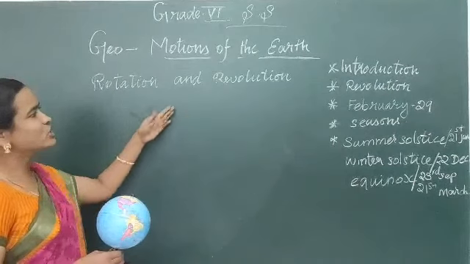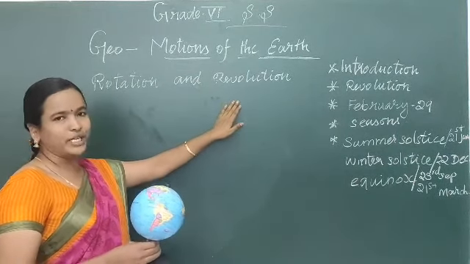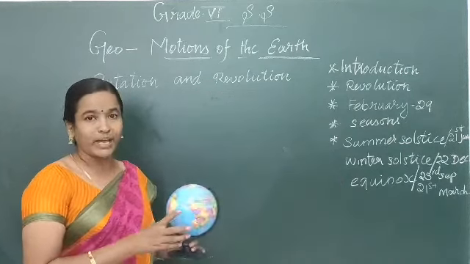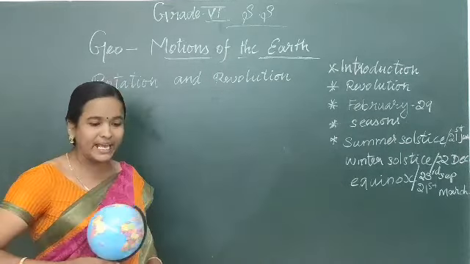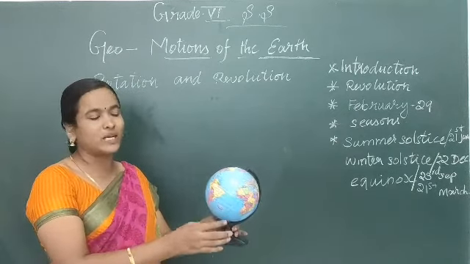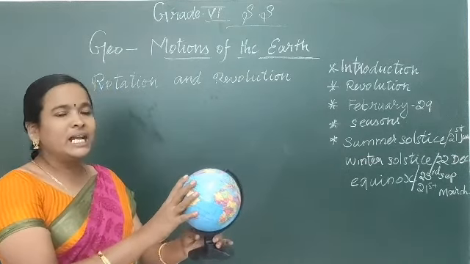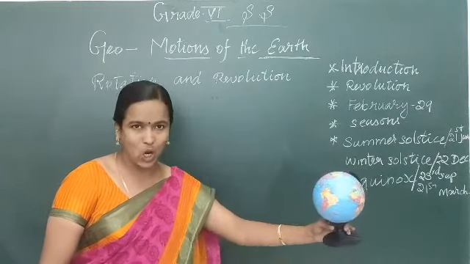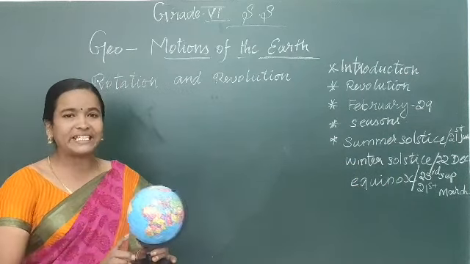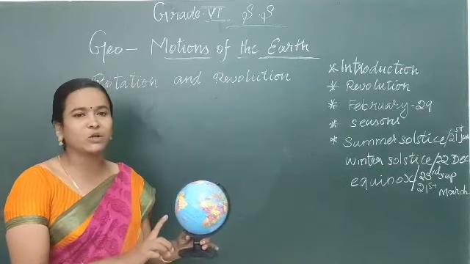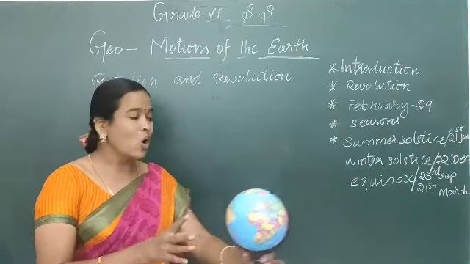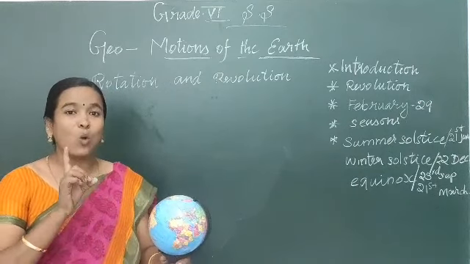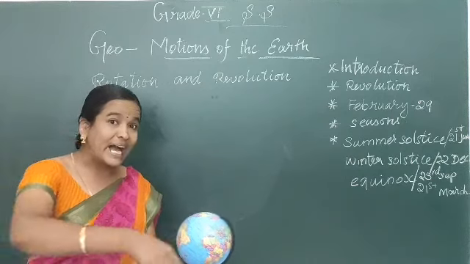Now we will get into the second movement, that is revolution. Revolution is the movement of the earth on a fixed path. Every year it is moving only on a fixed path, right? That path is also known as elliptical orbit. Isn't it children? Once again, revolution is the movement of the earth on its fixed path or elliptical orbit. For completing one revolution, the earth is moving around the sun.